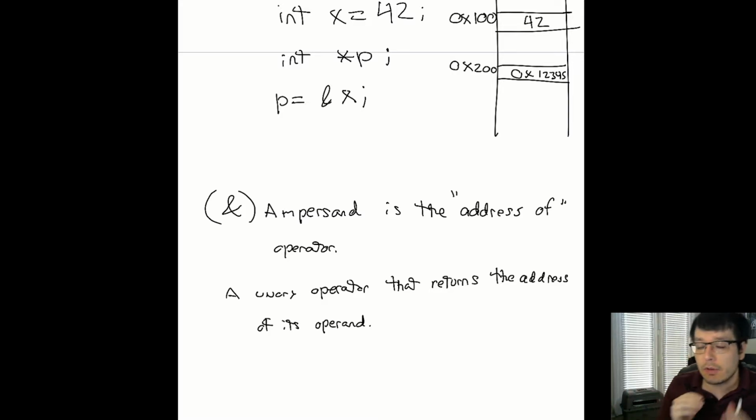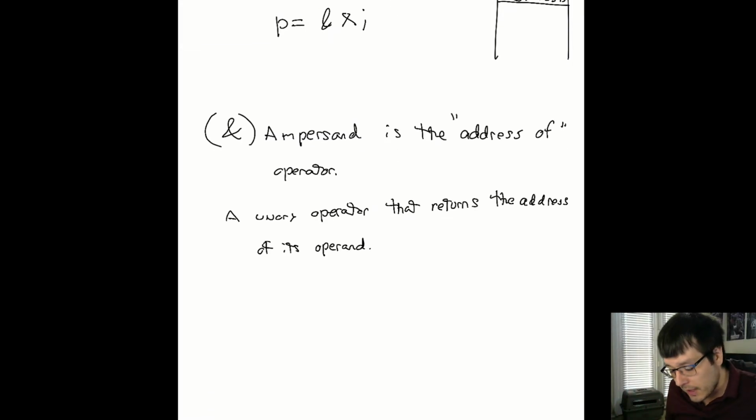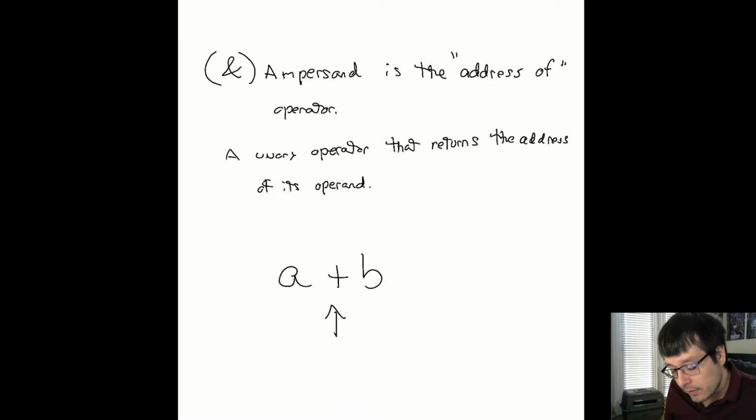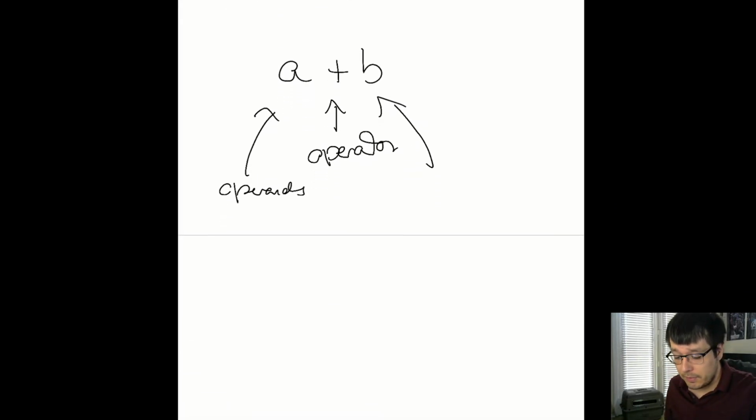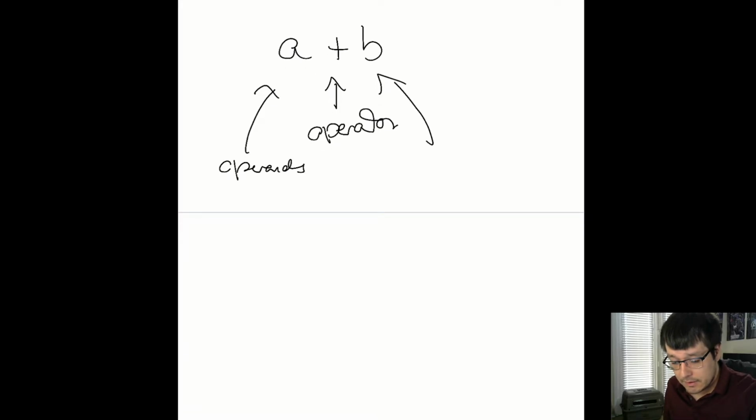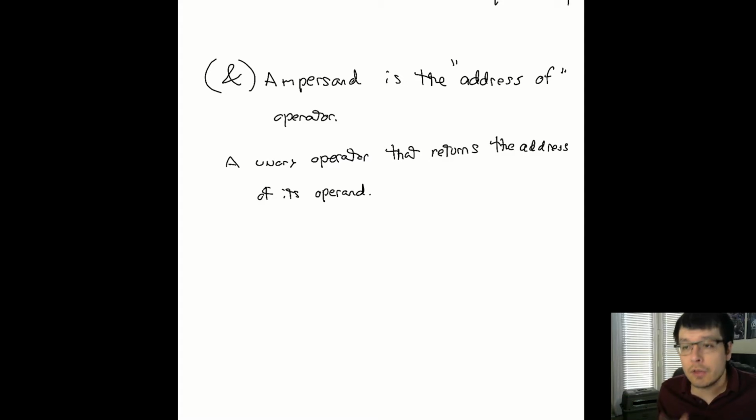Unary means that they only have one operand. Just basic math to make sure we understand: when we say A plus B, the plus is known as the operator, and A and B are known as operands. I gotta make sure we're all on the same page when I say these terms. So when we say that this is unary, the other one is binary because there's left and right. Here, it's unary because it's just one.